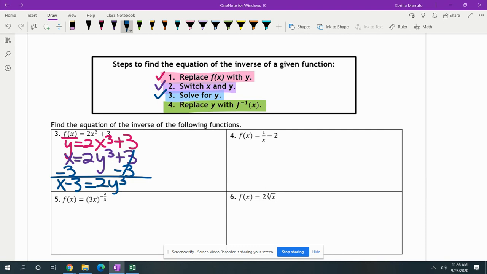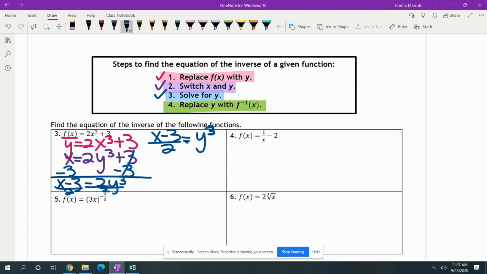Okay, the next step is to get rid of this 2 that's with the y, because we're still trying to get the y by itself, so we need to divide both sides by 2. So we get (x minus 3) over 2 equals y to the 3rd power. Then our last step to get the inverse function, or to get the y by itself, is to get rid of this cubed.